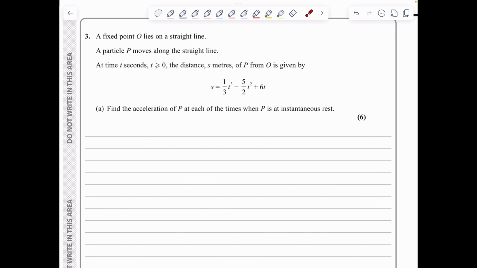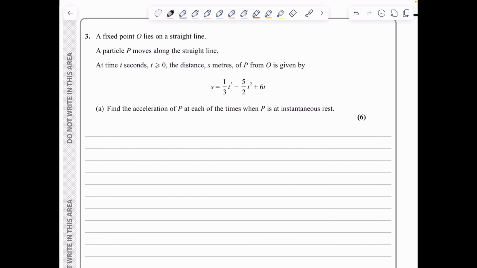In question 3, we've got a fixed point O lying on a straight line and particle P is moving along this straight line. Now at time t seconds, the distance s meters is given by this expression in terms of t, and we need to find the acceleration of P at each of the times when P is instantaneously at rest.